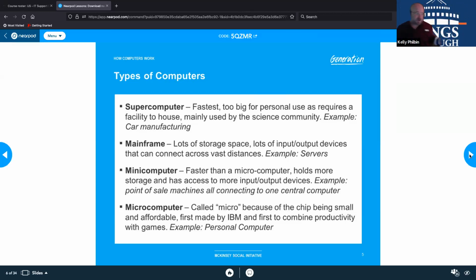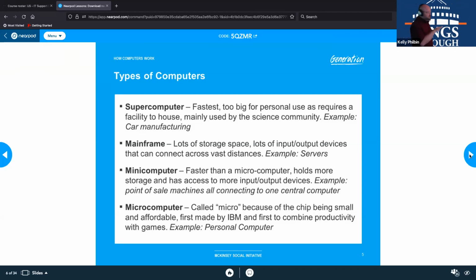Next, we have mainframes, which have tons of storage space, lots of input and output devices, and can connect across very large distances. An example might be servers. When you're connecting to, say, Google, or if you have web servers or email servers, any of this stuff, it can connect across large distances. They tend to have a lot of storage devices, or be able to hook up to many machines or have many inputs and outputs at the same time. All right.